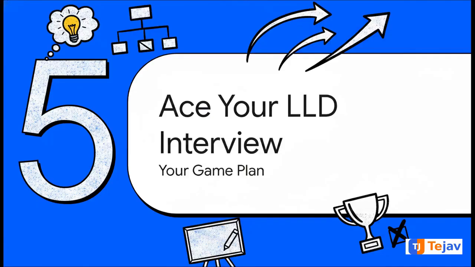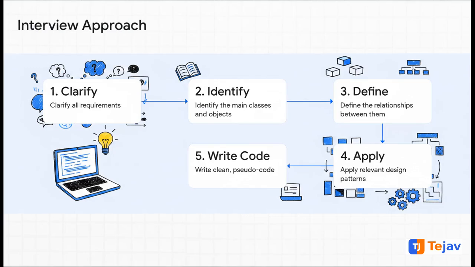Okay, let's bring this all back to what matters for you right now, the interview room. You've got the concepts, you've seen an example, so here is your game plan to absolutely ace that LLD question. Just follow these 5 simple steps. 1, always clarify the requirements. Ask questions, don't assume anything. 2, start identifying the core classes and objects, just like we did for the bookstore. 3, define how they're all related. 4, start thinking about which design patterns might fit well. And finally, number 5, walk the interviewer through your design with some clean, easy-to-read pseudocode.